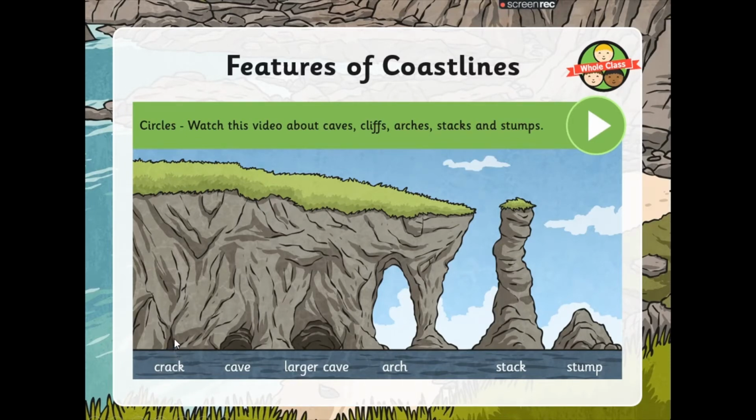We start with cracks, which moves into a cave, to a large cave, which would eventually lead into an arch. That arch would eventually collapse, leaving us with a stack. And of course, over time, as this erodes, it will leave us with the stump. So you can see the process moving along here. So watch this video to learn a little bit more about it and to see some examples.